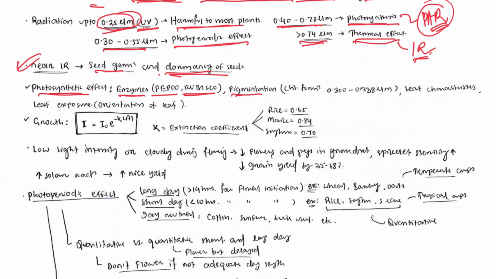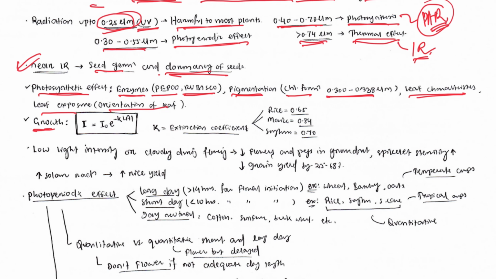Then pigmentation, like chlorophyll formation: 0.3 to 0.338 micrometer has a significant impact on chlorophyll formation. Leaf characteristics, leaf angle, leaf width or density, leaf exposure, and orientation of the leaf are also affected by solar radiation. Then growth. If we want to measure the solar radiation intensity or its effect in the crop canopy and canopy coverage, we can link that to solar radiation.